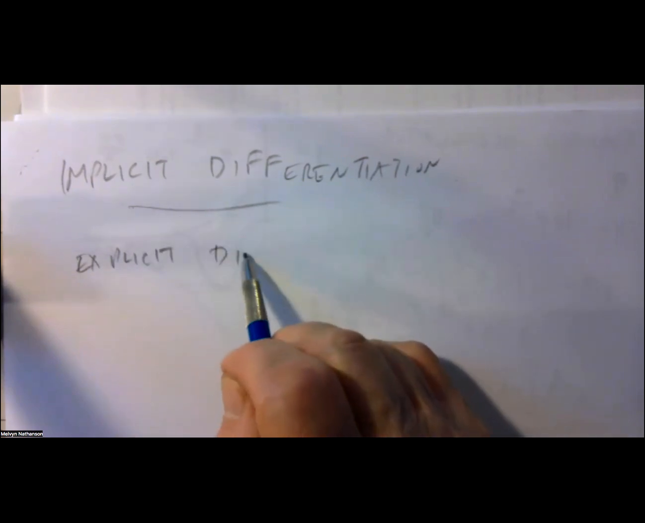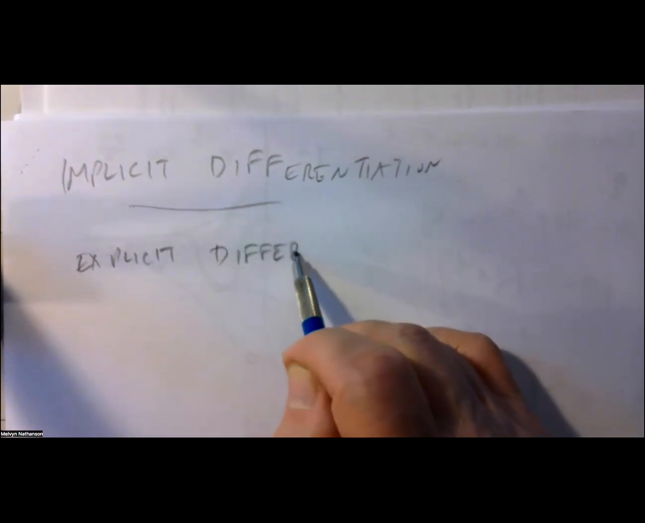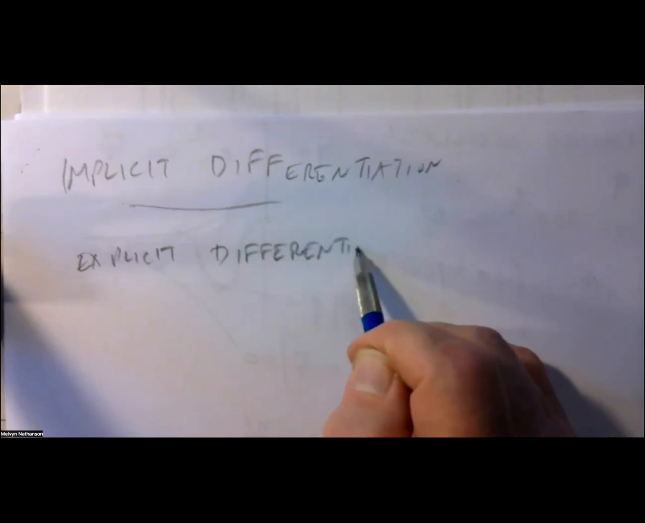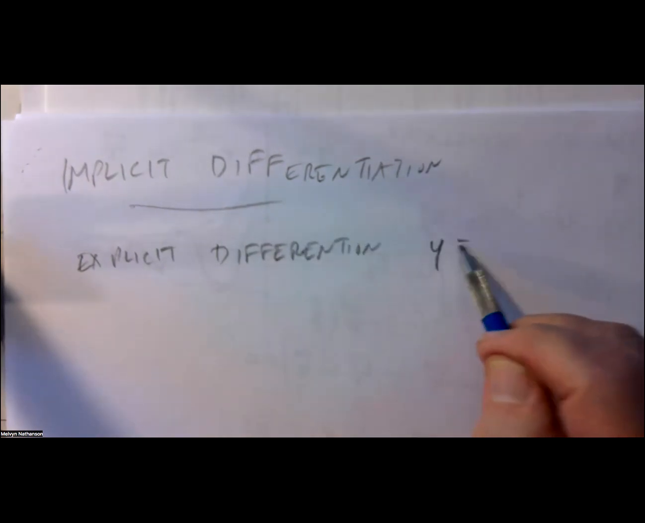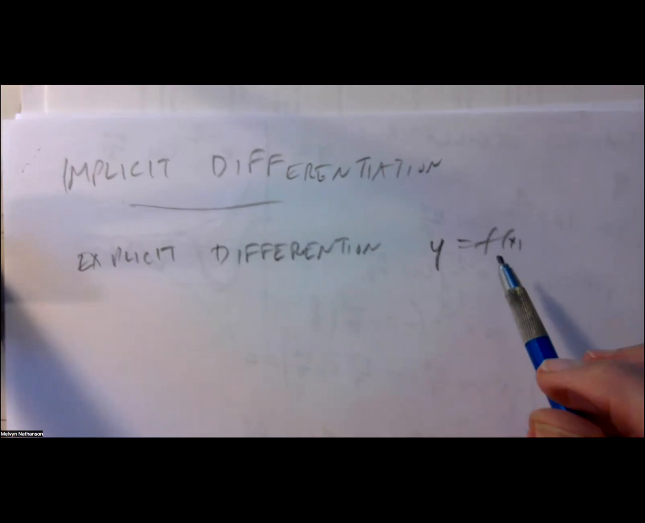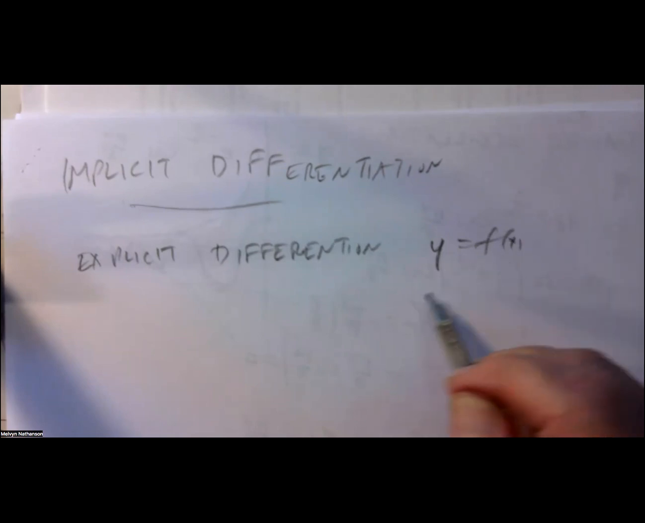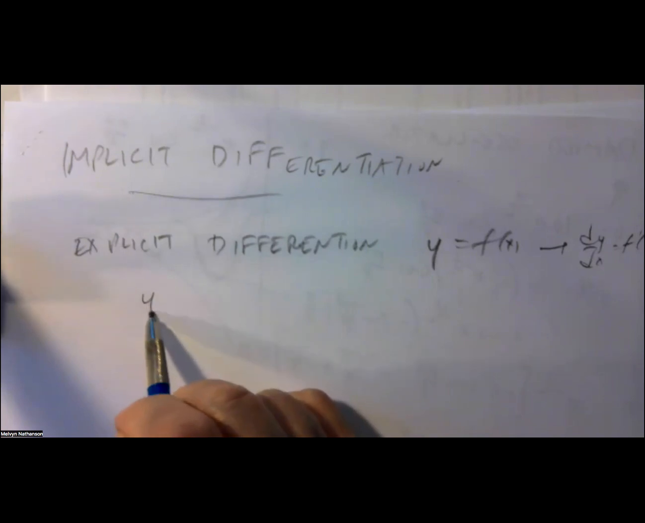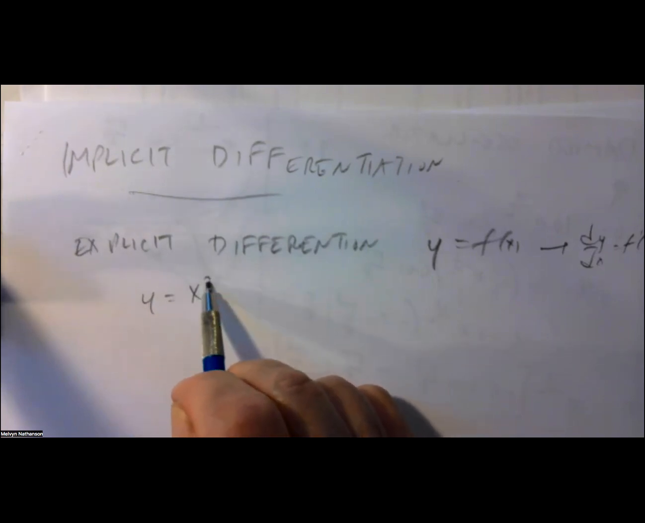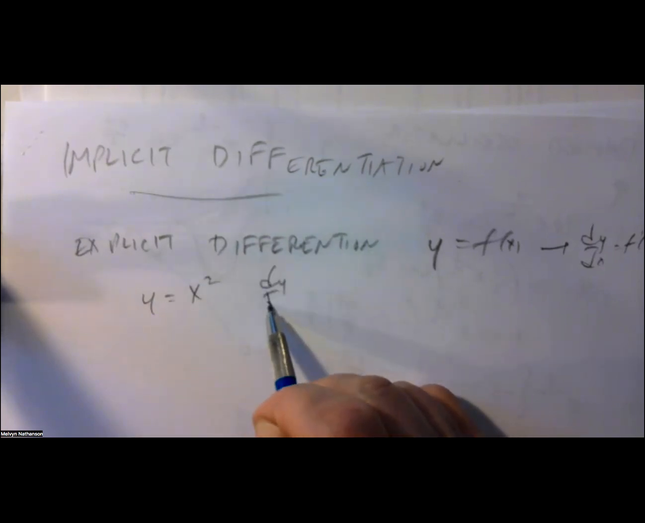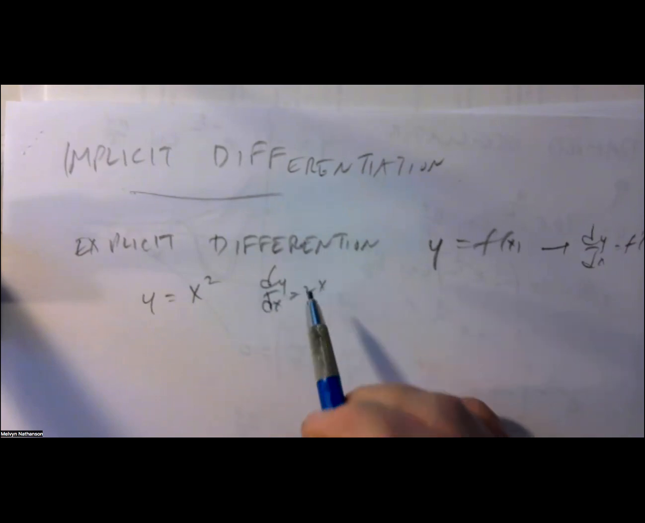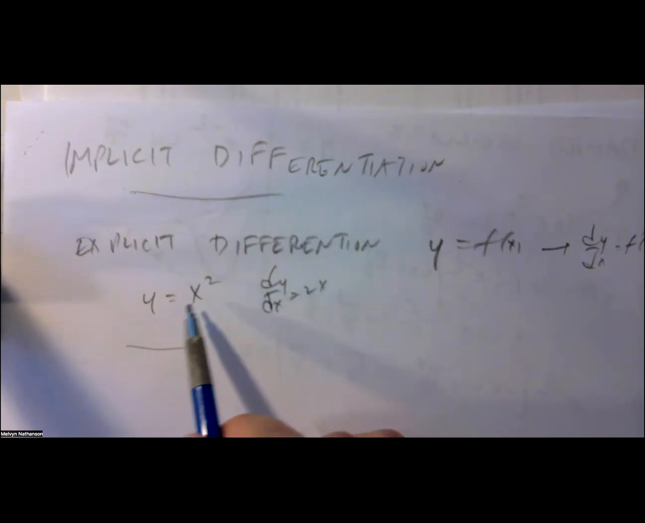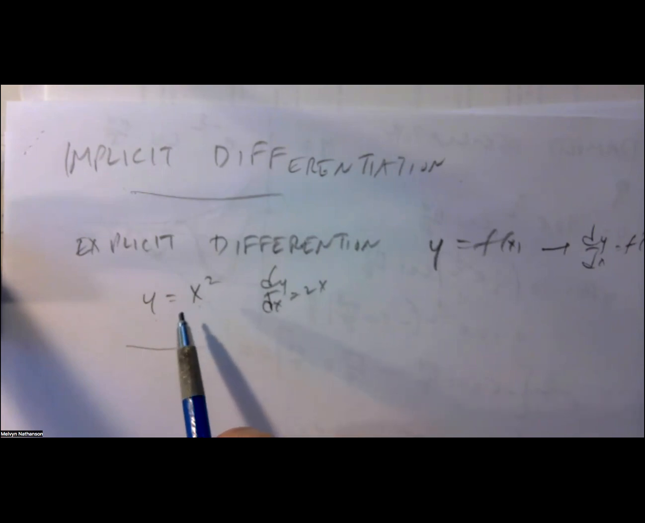What is explicit differentiation? Explicit differentiation is when we have a function y, some function of x, y equals f of x, given explicitly, and we want to find dy dx, or f prime of x. So for example, if y is equal to x squared, dy dx is 2x. So here we have y given explicitly as a function of x.